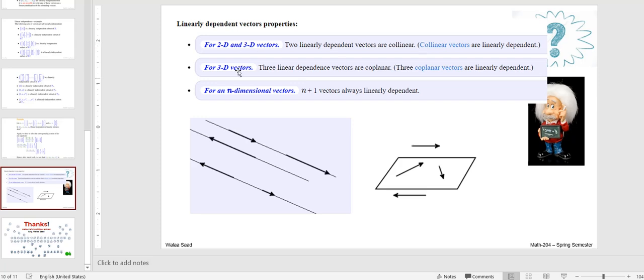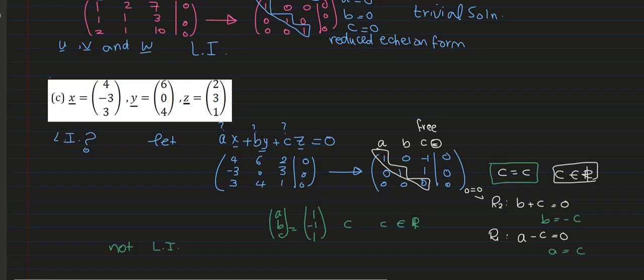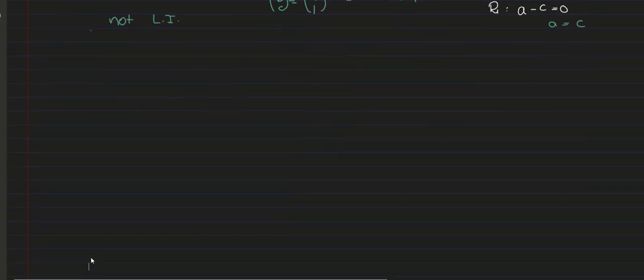Okay, here for the 3D vectors, the three linearly dependent vectors will be coplanar, so they will exist in the same plane. If we extended that plane to the other dimensions, it will include the vectors, and if the vectors are in the same plane, it means that they are linearly dependent. If they are in the same line, then they are dependent. Okay, let's move to the third and last concept for this tutorial.